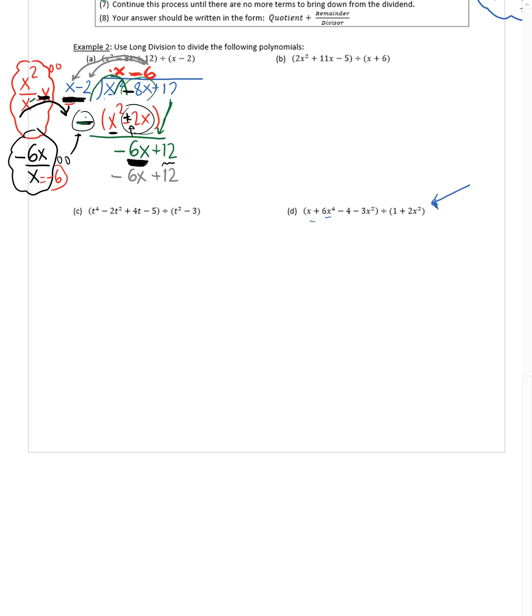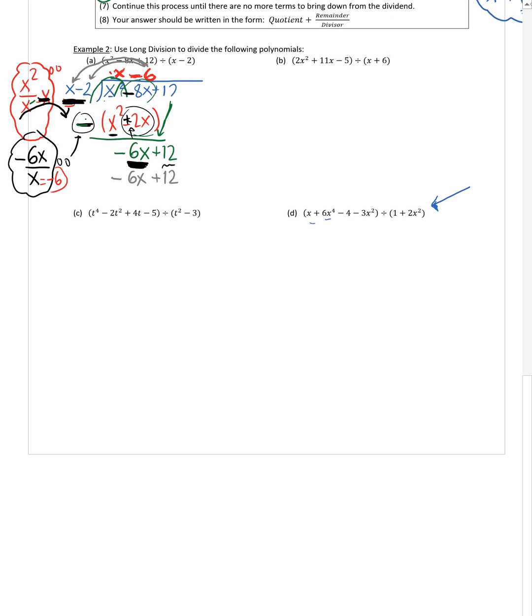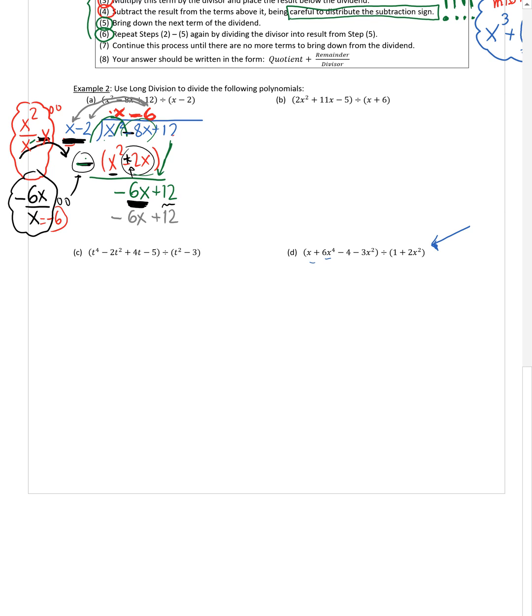Alright, we're almost done. Like step 7 says, you're going to continue this process until there's nothing left to bring down. And I noticed I've already brought down the last term, 12. So I know I'm almost done with this process. I just have to finish my subtraction here. I'm going to subtract these guys. You could do it like this: the negative 6x minus negative 6x.